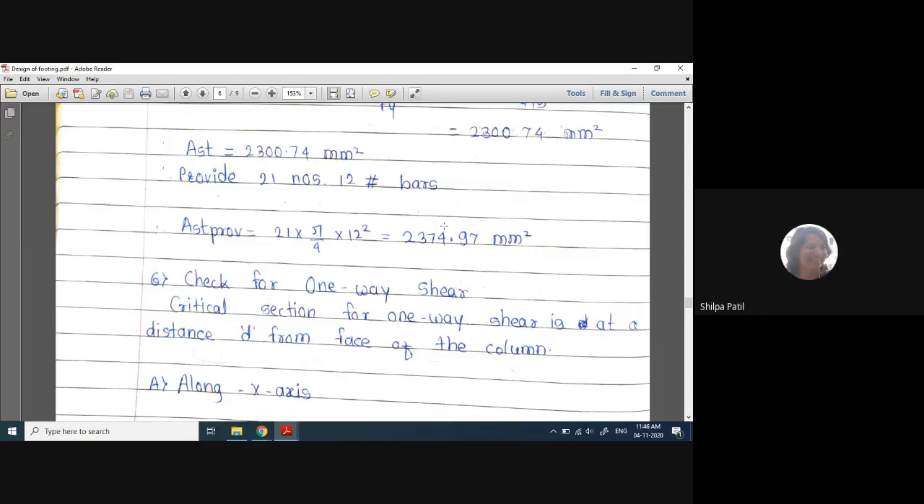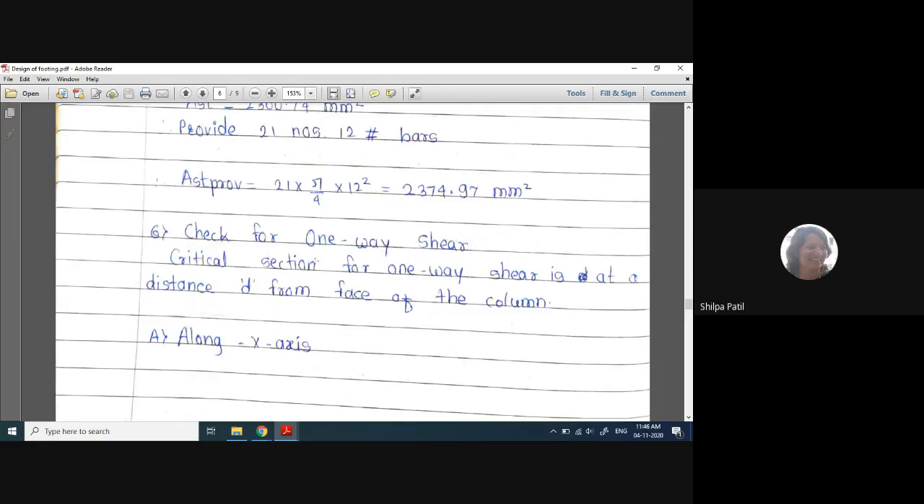Okay, ma'am. Now the next step is to check for one-way shear. We have checked for two-way shear. Similarly, we have to check for one-way shear. Now for one-way shear, again, a critical section is considered at a distance d from the face of the column.